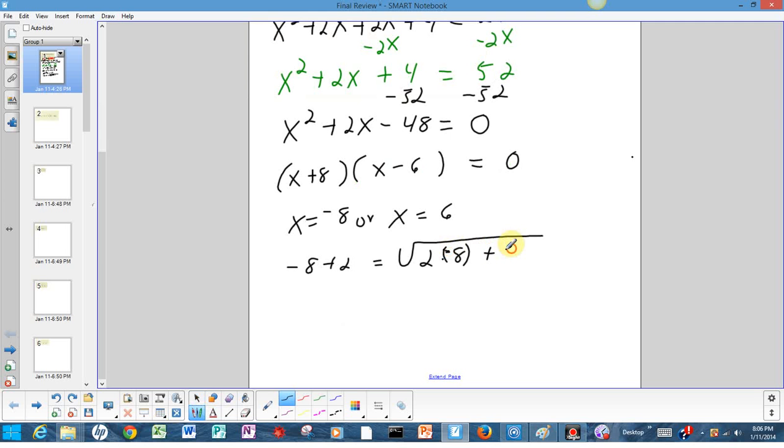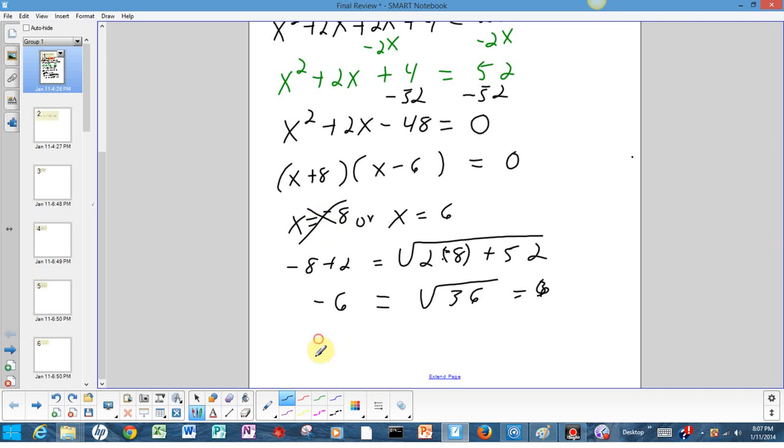Negative 8 plus 2 is a negative 6, and the square root of negative 16 plus 52 is the square root of 36. So I'm looking at the square root of 36, and this is equal to a negative 6. Since they always take the principal root, they would look at this as a 6, not as a negative 6. So they would say that negative 8 does not work, meaning that probably 6 does work.